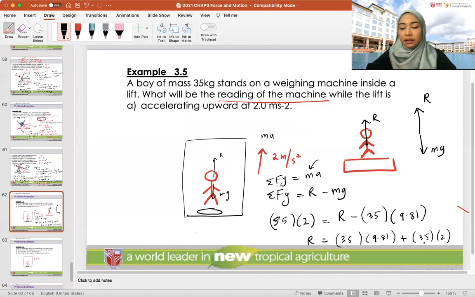So dia jadi lagi berat. Sebab mula-mula kalau mg saja, this is mg. Tapi ditambah dengan this guy. So reaction force dia lagi besar daripada mg. The R is greater than mg. So weighing scale dia akan detect R sahaja. Dia tak detect mg, dia detect R. So the boy will see the weighing scale, oh I'm heavier. It's because the weighing scale is measuring R.